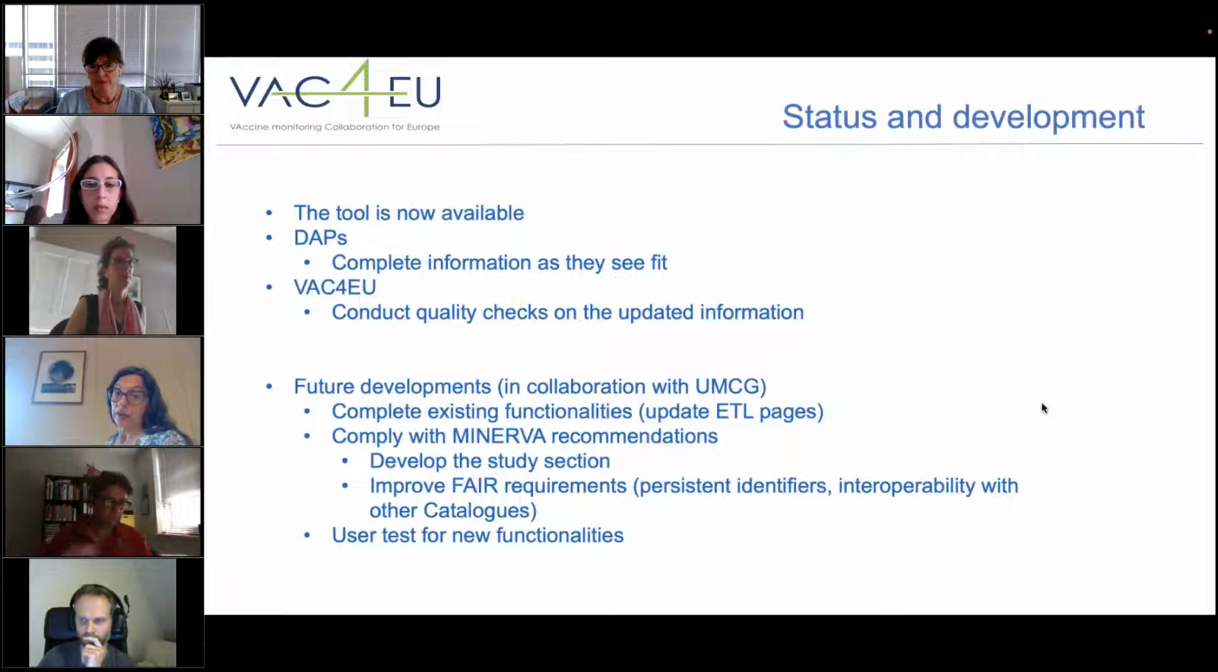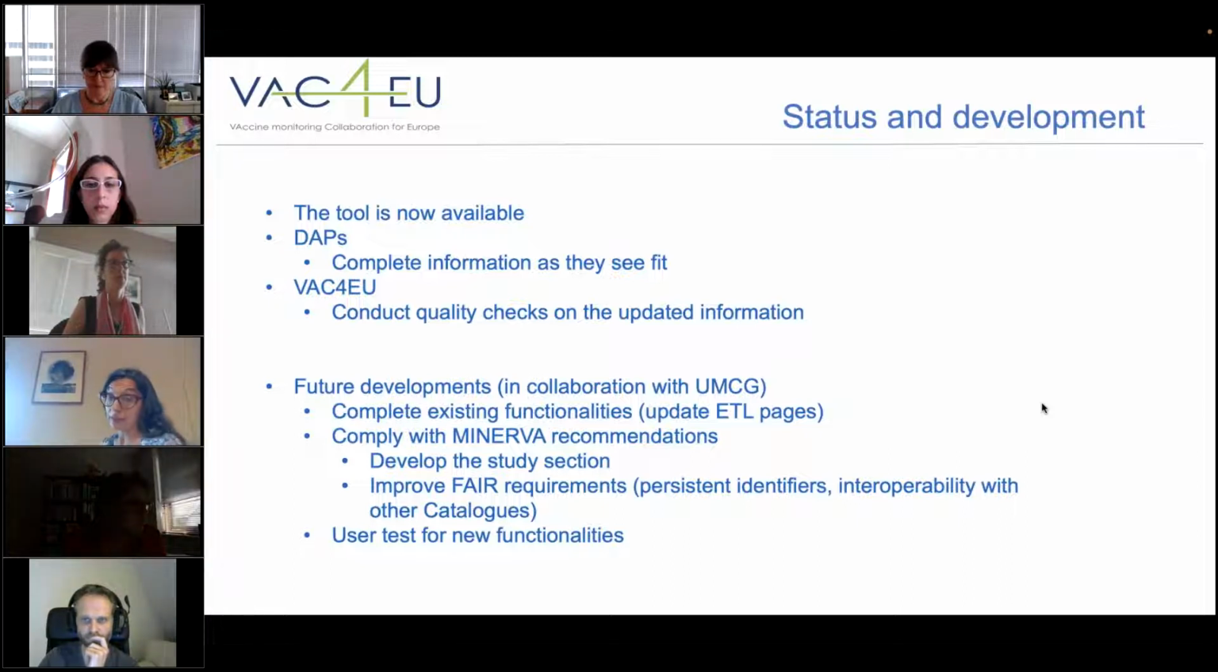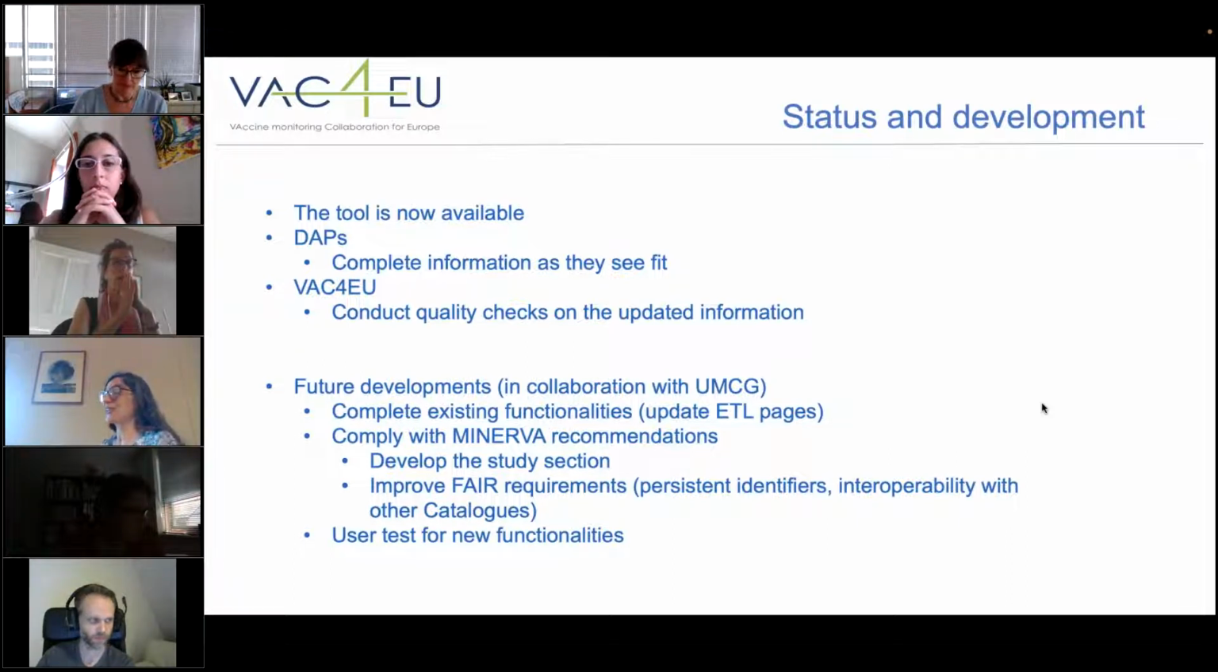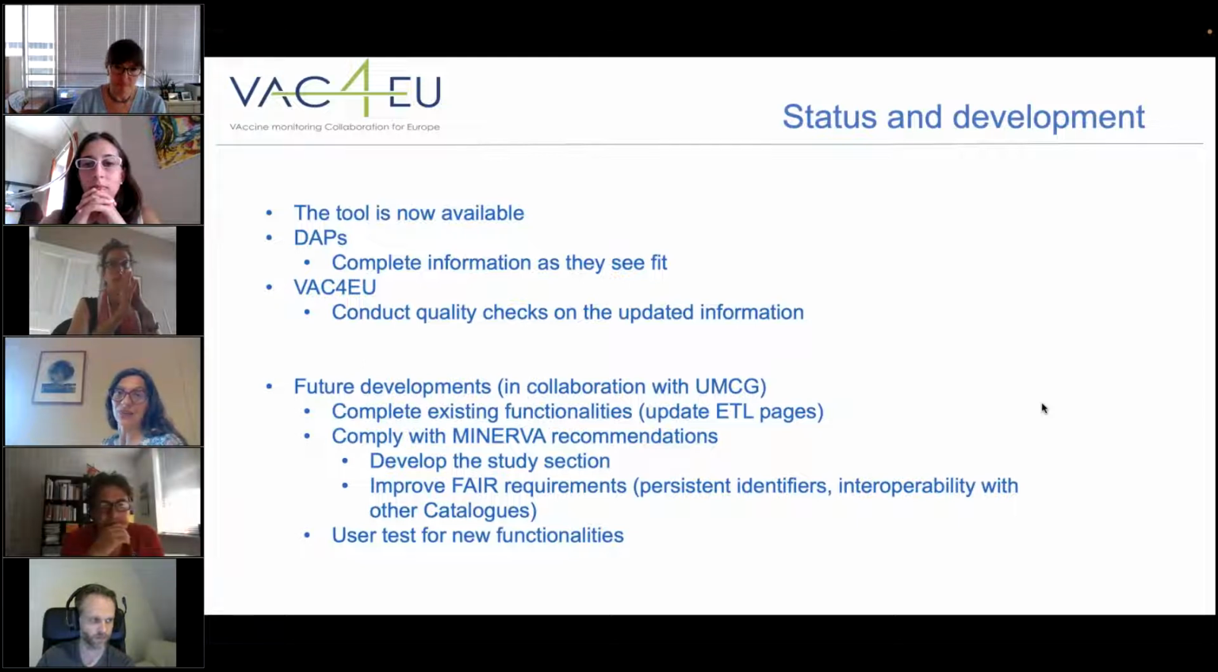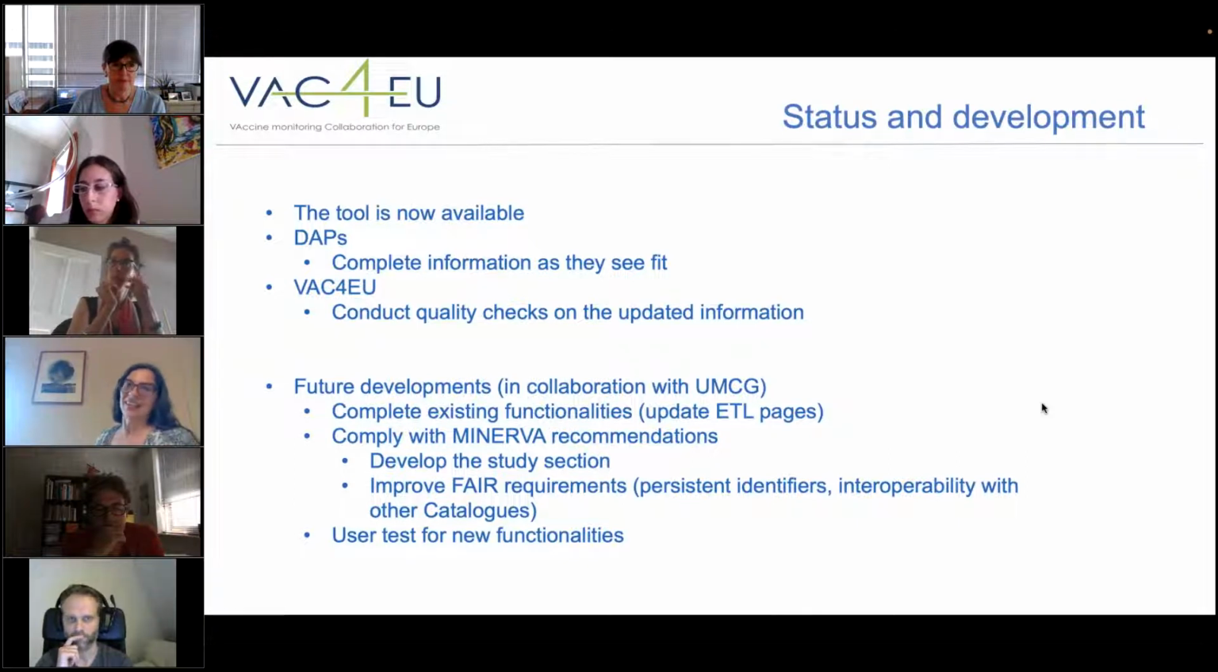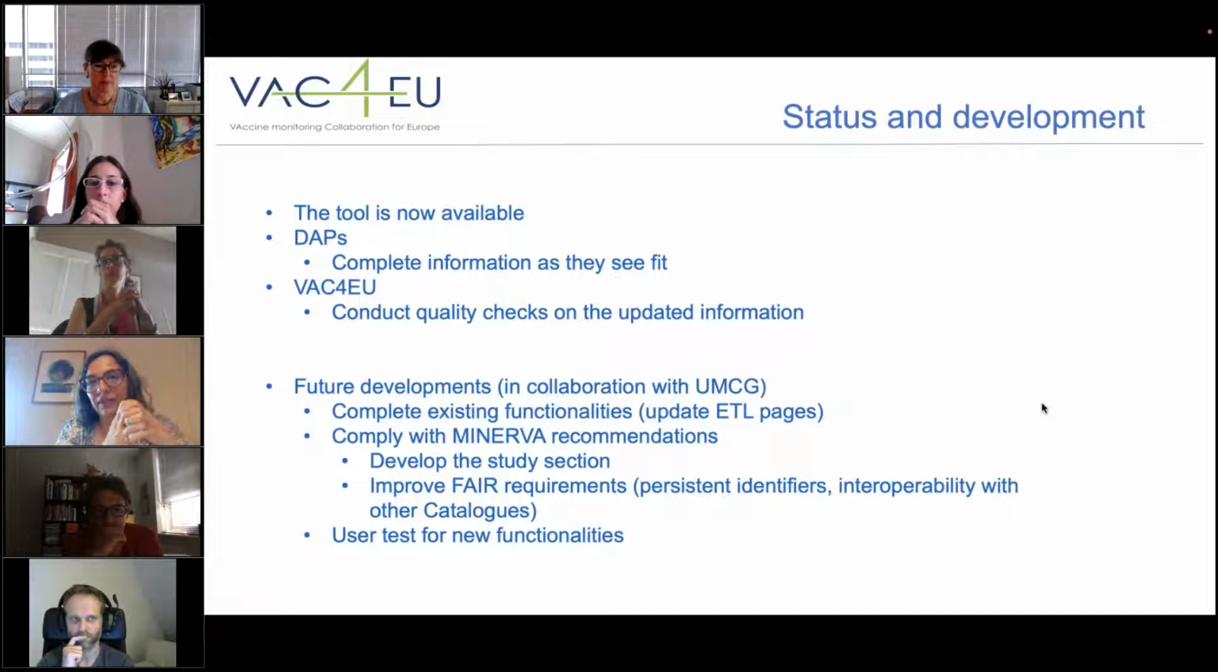And then improve the FAIR requirements. So we would like to have proper persistent identifiers. We actually hope that EMA will lead the way into that, but otherwise we need to find a solution ourselves. And we would really love to make the catalog interoperable with other catalogs, specifically at least other catalogs that are homogeneous, for instance, the conception catalog. So some of you have both an entry in the VAC4EU catalog and an entry in the conception catalog. It would be nice if updating one entry would also populate the other, like we had recommended in Minerva.